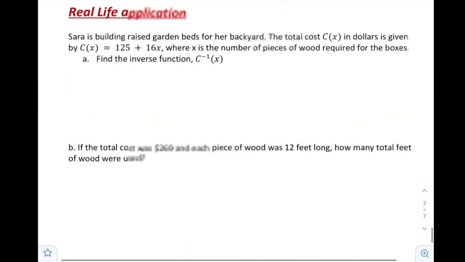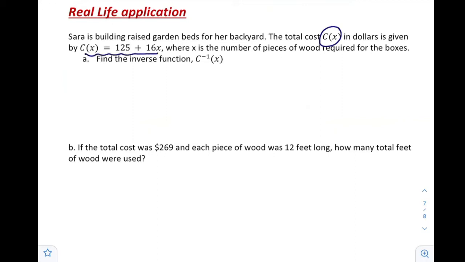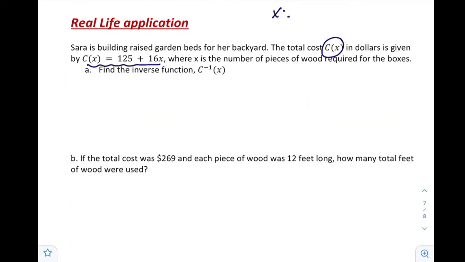Real life application. Sarah is building raised garden beds for her backyard. The total cost is given. This is the function where x is the number of pieces. So my x is number of pieces of wood. And C is the total cost.